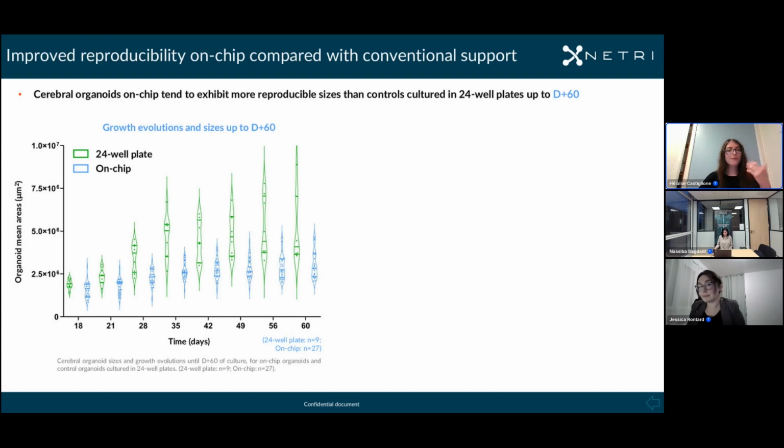And in addition to the optimization of these on-chip culture conditions, these first results also demonstrated a tendency towards an improved reproducibility on-chip compared with conventional culture support, especially regarding the organoid sizes. So by plotting the organoid size dispersions in green for control organoids cultured in 24 well plates and in blue for organoids cultured on-chip, we can observe that the on-chip organoids display sizes that are smaller on average, but much more homogeneous compared to the controls in 24 well plates, and this during all the culture up to 60 days.